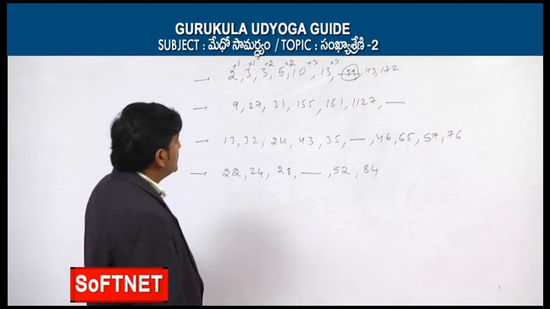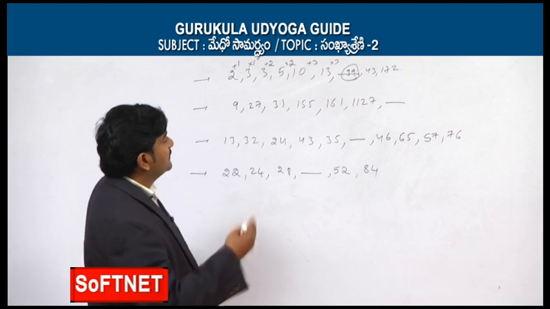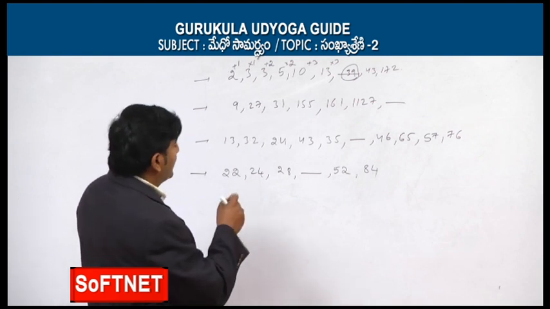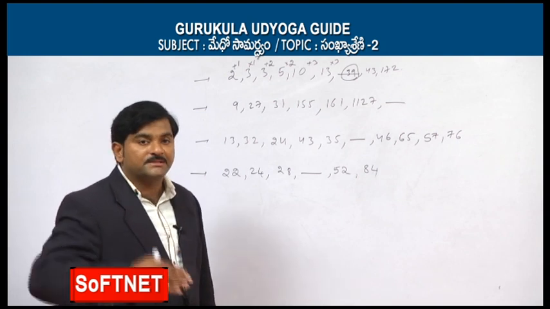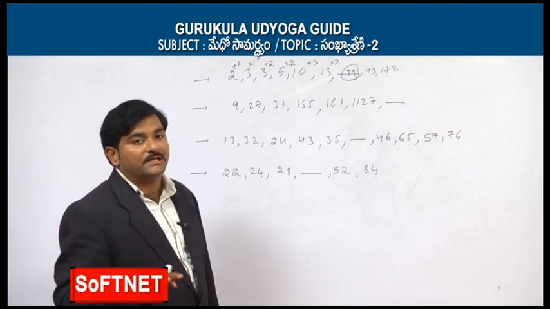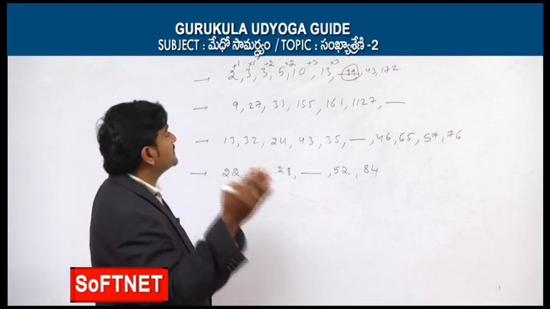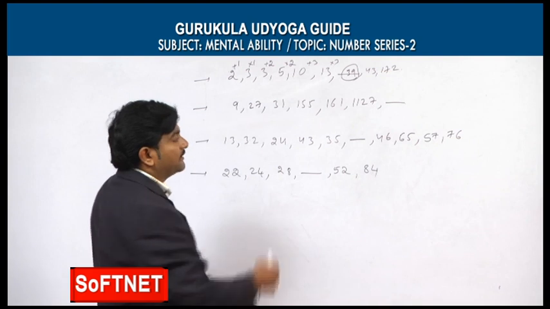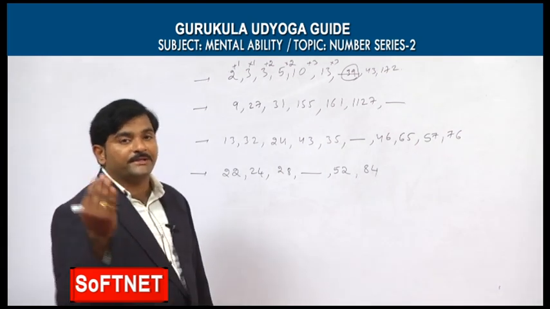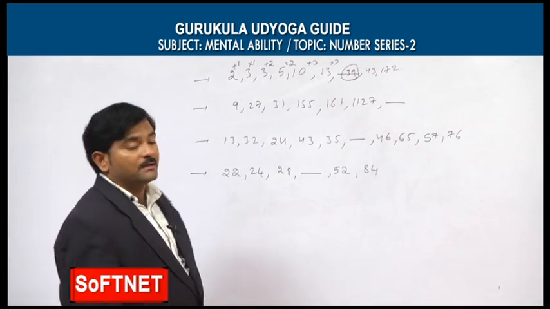27 became 31. 31 became 155. So what happened to 9 at the end? 1127. What does it mean? The series is increased fastly, not gradually. Starting number enta andi? 9. What is the last number given? 1127. So obviously the series is increased rapidly or fastly.